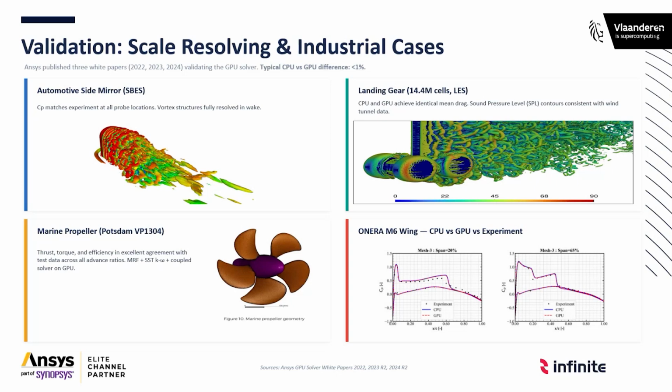This case used the moving reference frame on top of the turbulence model and a coupled solver. The last one was the Onera wing, where we measured the pressure distribution across multiple points. We saw very good matches between GPU, CPU, and our measurement data. The message is quite straightforward: you don't give up accuracy when switching to the GPU solver. You can just achieve huge speedups, but these validations can also be seen in our own cases.